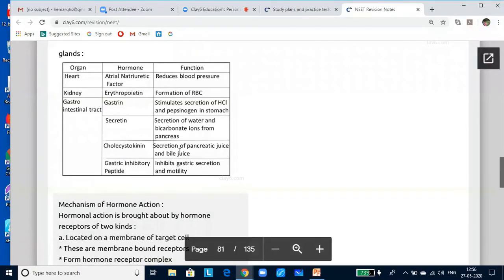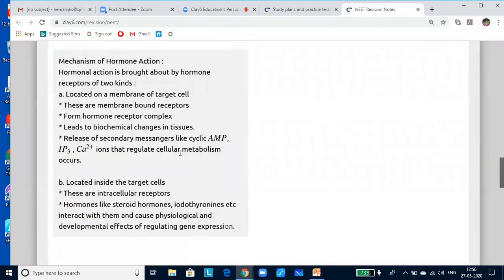Now let us look at the mechanism of hormone action. You know that it is brought about by hormone receptors of 2 kinds. One is located on the membrane of the target cells. These are membrane-bound receptors, as I explained earlier. The hormones bind to the receptor complex, which leads to biochemical changes in the tissues. In the process, they do not enter the target cell, but they release secondary messengers like cyclic AMP, which regulates the cellular metabolism.